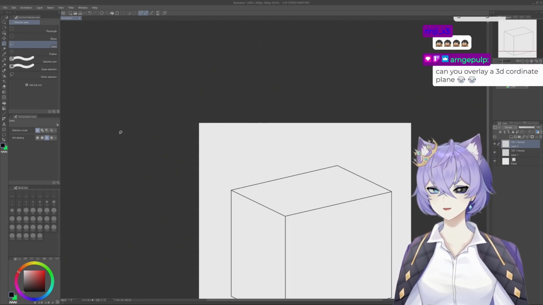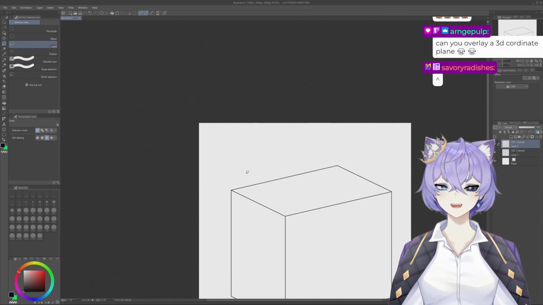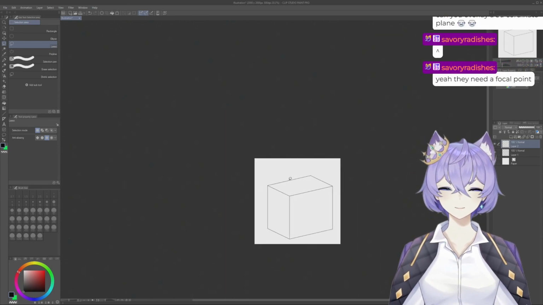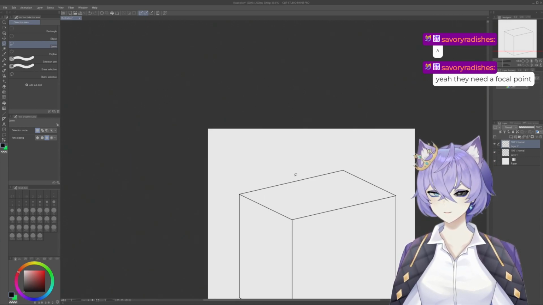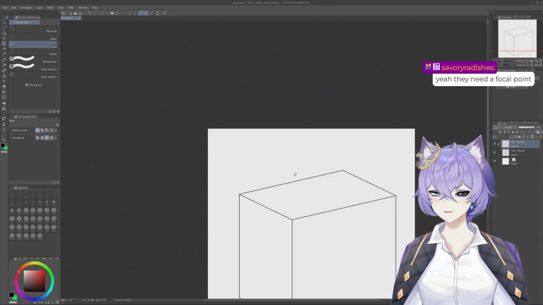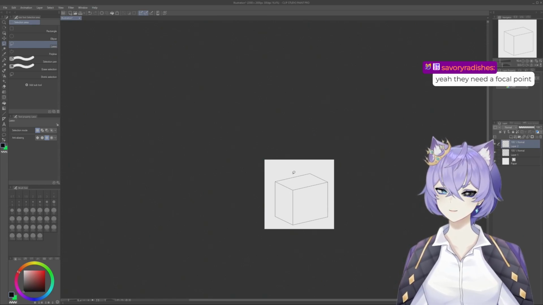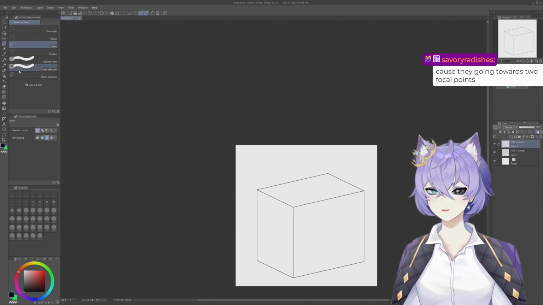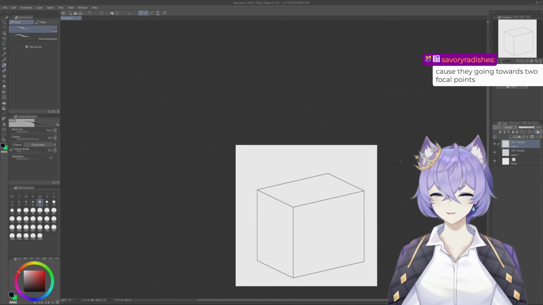Can you overlay a 3D coordinate plane? I don't know how. They need a focal point. Yeah, they do. I'm just not sure how to make this work. So technically speaking, the focal points would be what? Here and here.